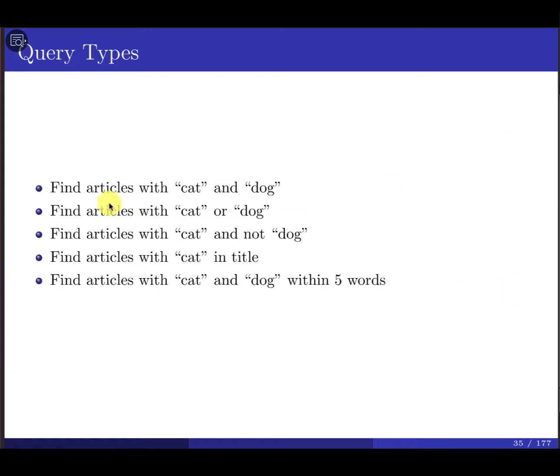So this is a set of kinds of queries, or some examples. For example, find the documents with cat and dog, with cat or dog, with cat and not dog, cat in the title, cat and dog within 5 words in between them, or maybe cat that appears at least 5 times. The document that contains cat 5 times or 6 times or 100 times, something like this, okay.